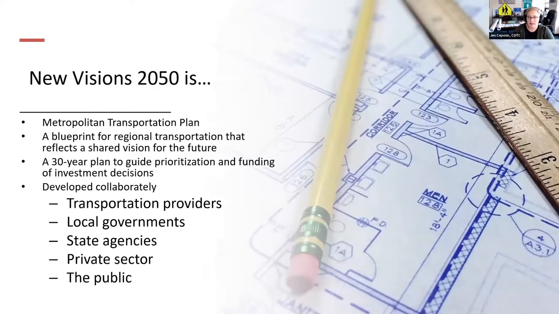So one of CDTC's major products is our long-range plan, the Metropolitan Transportation Plan, which we refer to as New Visions 2050. This is a blueprint for regional transportation that reflects a shared vision for the future. This plan was developed collaboratively between transportation providers, local governments, state agencies, private sector stakeholders, and the public, and it is used to guide the prioritization and funding of federal investment decisions that are made here in the MPO process.